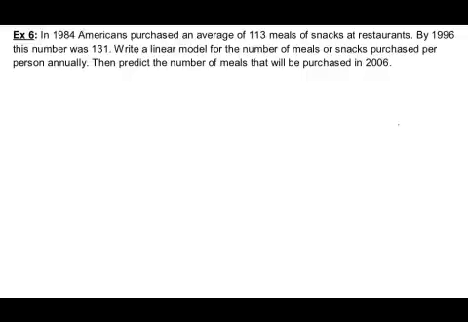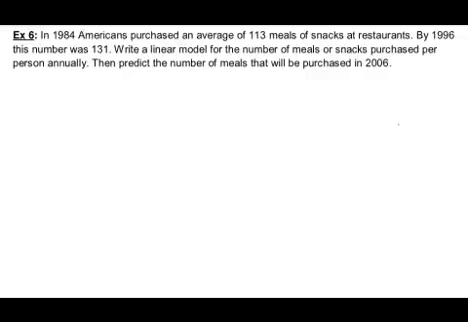So in 1984, Americans purchased an average of 113 meals of snacks at restaurants. By 1996, this number was 131. Write a linear model for the number of meals or snacks purchased per person annually. Then predict the number of meals that will be purchased in 2006.